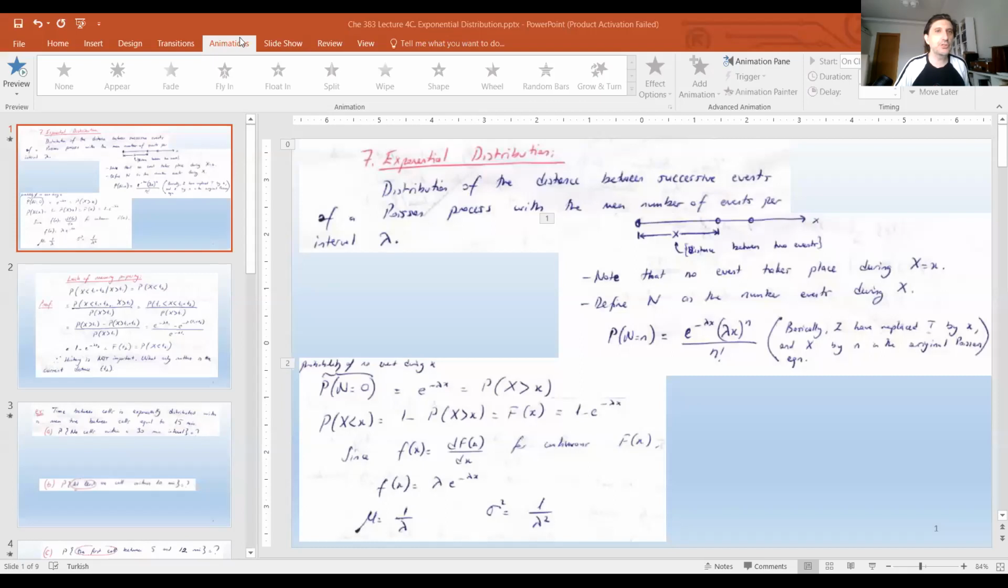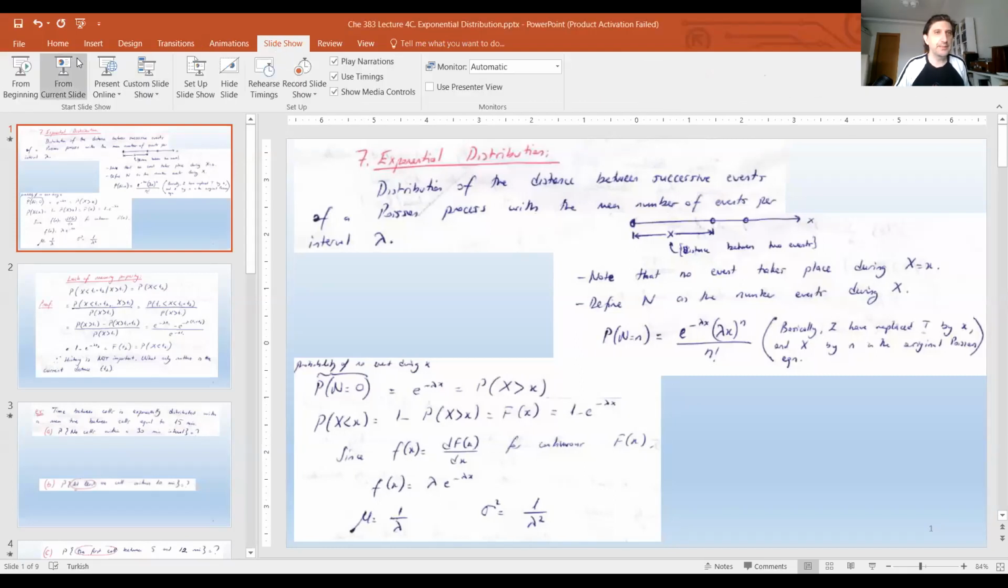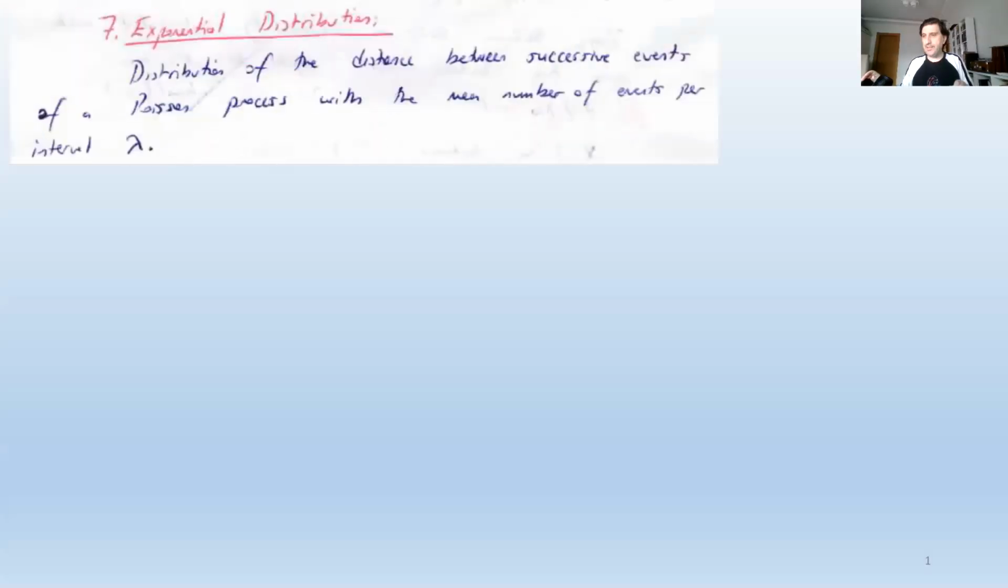Hello, welcome to the last part of the continuous distributions. I'm going to be solely talking about the exponential distribution in this lecture. And I'm going to try to connect the exponential distribution to the Poisson distribution, from which it is derived, on a couple of examples. All right, so what is, first of all, the exponential distribution?